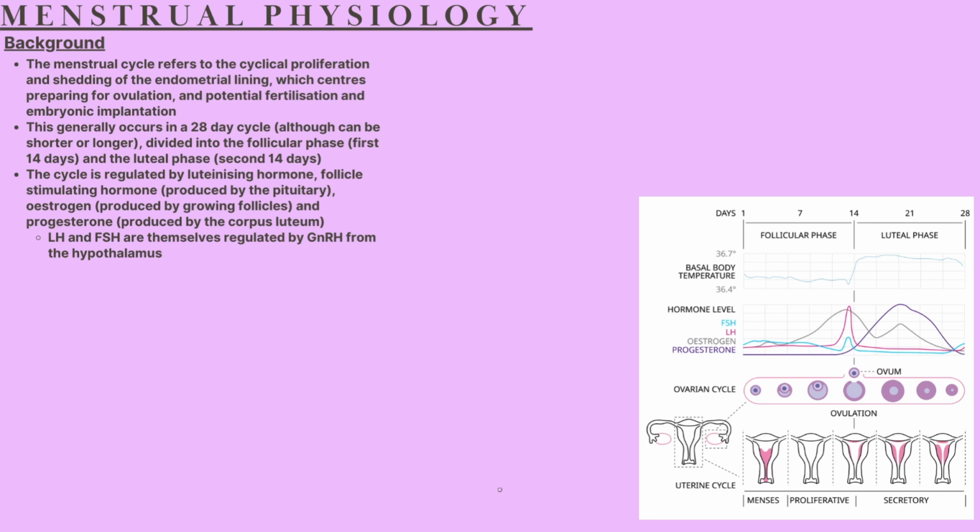It's divided into the follicular phase, which is the first half, and in a 28-day cycle would last the first 14 days, and the luteal phase, which is the second half, and again in a 28-day cycle would last the second 14 days. The cycle is regulated by luteinizing hormone and follicle-stimulating hormone, which are produced by the pituitary, as well as estrogen, produced by growing follicles, and progesterone, which is produced by the corpus luteum in the second half of the cycle. LH and FSH are themselves regulated by GnRH from the hypothalamus.